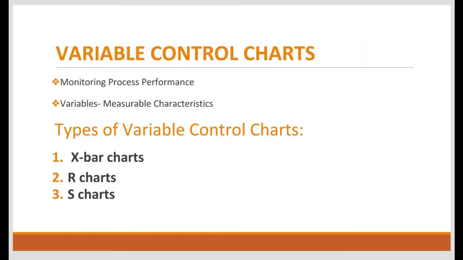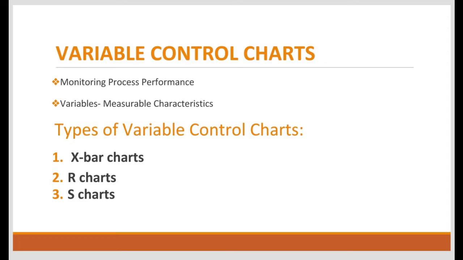So the next is variable control charts. First of all, the question is what are variable control charts? Any process performance can be recorded and monitored with respect to a selected variable by using variable charts. Variable charts are for those quality characteristics which can be measured. So the next is types of variable charts. There are three main types of variable charts. The first is X bar chart, second one is R chart, third one is S chart.